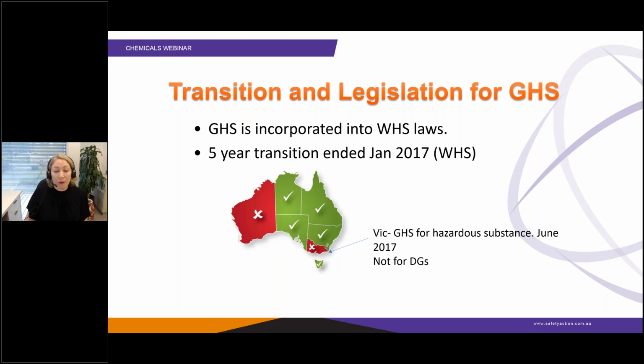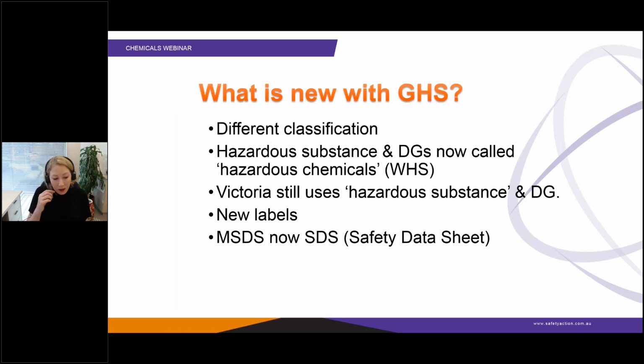We call them the WHS states, the states that have adopted the model harmonised legislation, have incorporated GHS into those laws. And Victoria last year did incorporate GHS into our laws, into the WHS regulations for hazardous substances, but we did not adopt GHS for dangerous goods. Let me tell you a bit about how GHS is different.